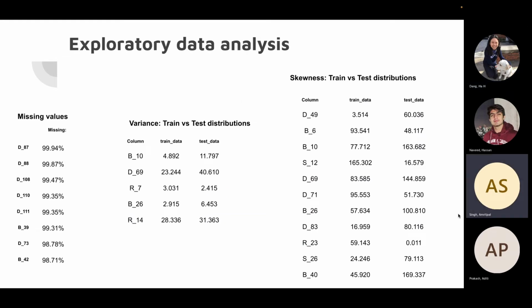We performed exploratory data analysis and found that a major chunk of certain columns had missing values. We also compared train and test data variance and skewness. The distribution of the data was similar for most of the columns except for the ones shown here. And as we will see later, these features tend to contribute less in the feature importance of our best models like XGBoost.